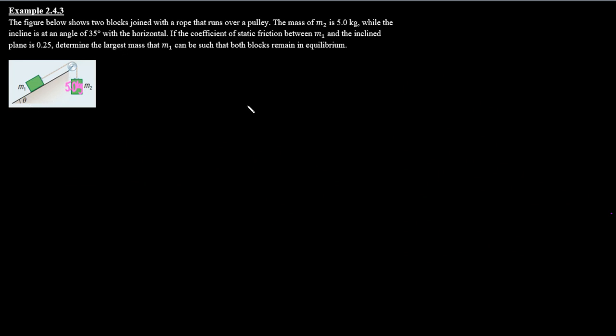If the coefficient of static friction between M1 and the inclined plane is 0.25, determine the largest possible mass that M1 can be such that both blocks remain in equilibrium. Okay, so I'm going to start by just drawing free body diagrams of both of our objects. I'm going to start with my inclined plane here.